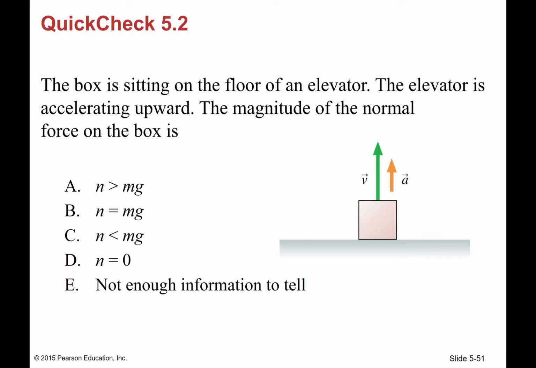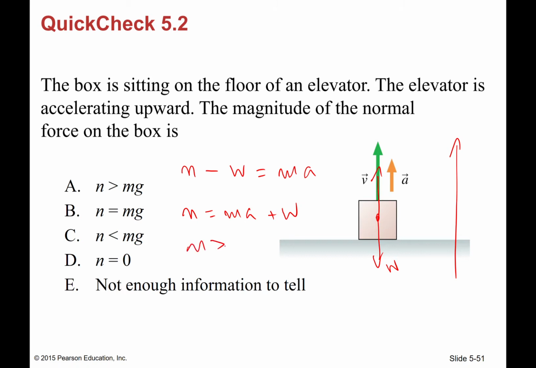So if you did this, then you would know that you have a normal force and then you have the weight, and then we can write that the normal force minus the weight is equal to mass times acceleration. Now the acceleration is positive if I choose my coordinate system in this way, so therefore the normal force is equal to mass times acceleration plus the weight. Therefore the normal force is greater than the weight, and this is the right answer.